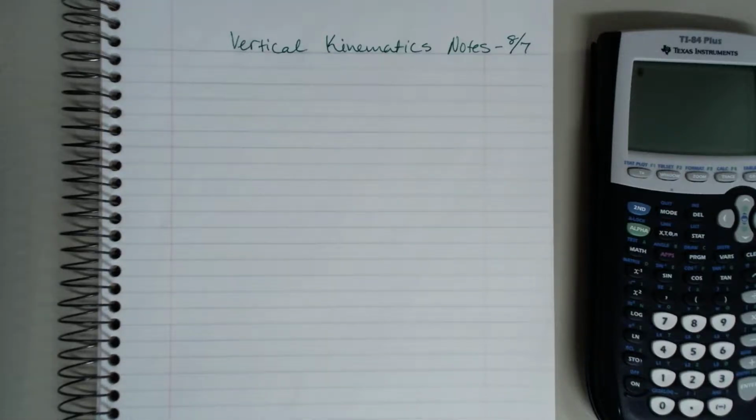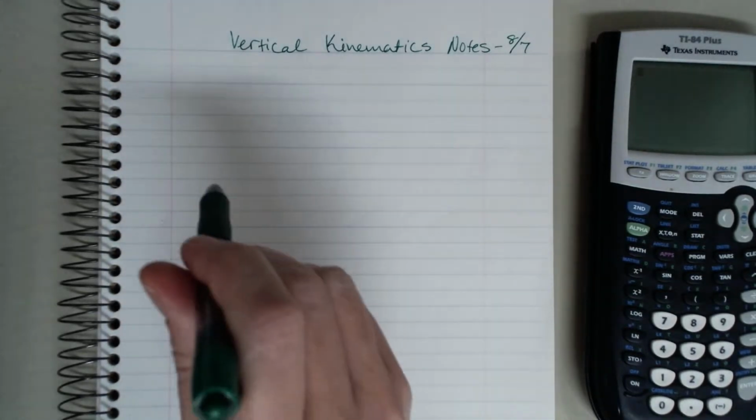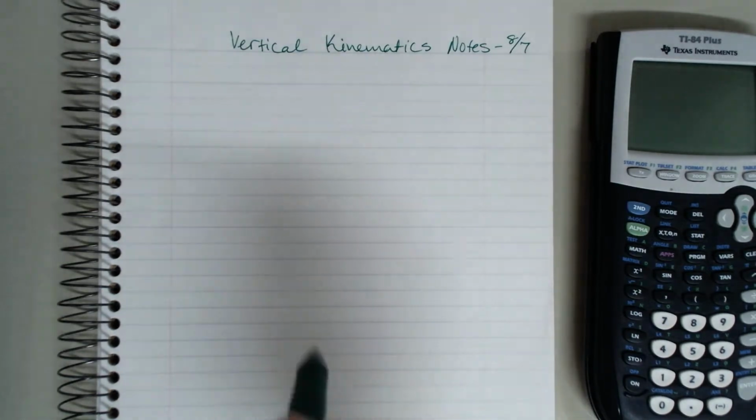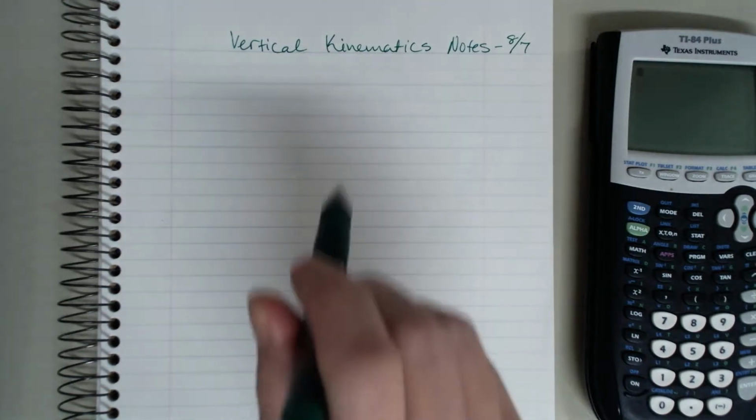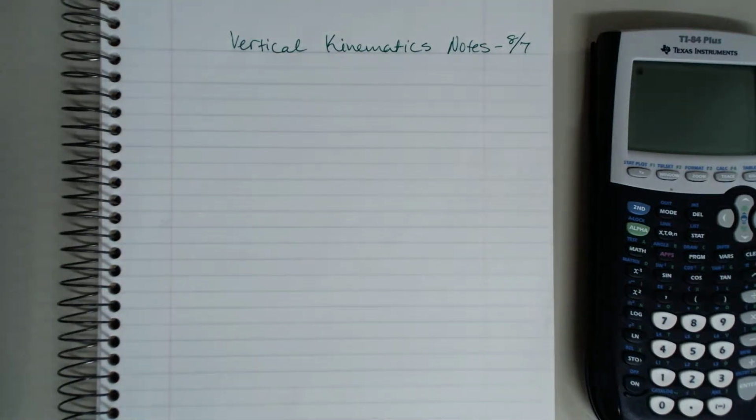All right, so today we're going to take notes on vertical kinematics. We just finished our unit on horizontal kinematics. We're going to use the same formulas as we used in horizontal kinematics, except we're changing our plane from the x-plane to the y only. So things that go up and down is all we care about in this unit.